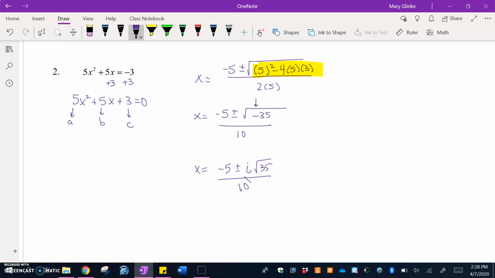The last thing I'm going to do is break this into two separate fractions. So negative 5 over 10 reduces to negative 1/2. And i root 35 over 10, nothing reduces there because the 35 is inside the radical and the 10 is not. So you cannot reduce those numbers. So our final answer is x equals negative 1/2 plus or minus i root 35 over 10.